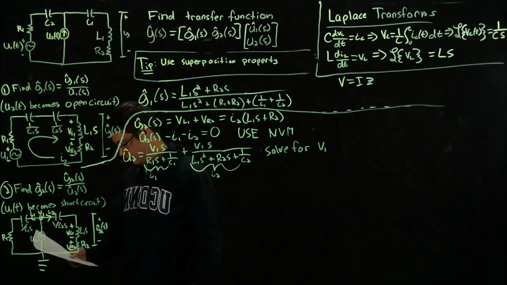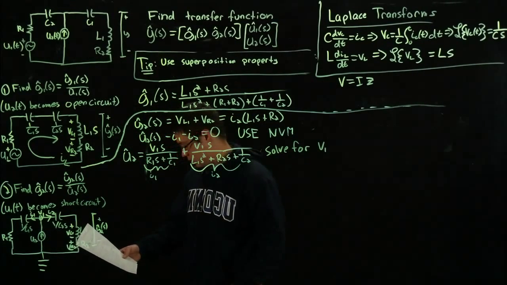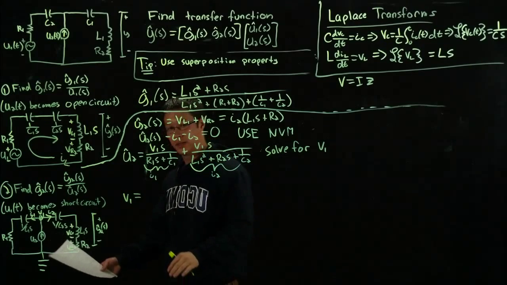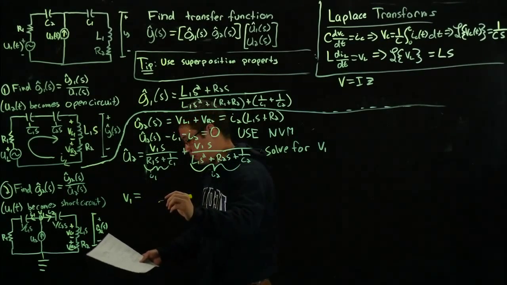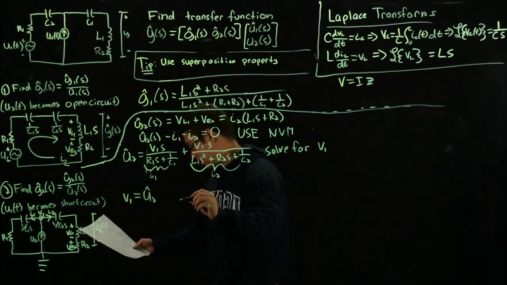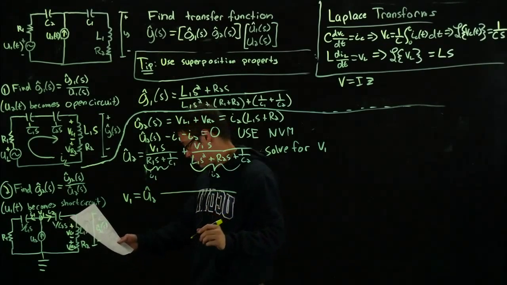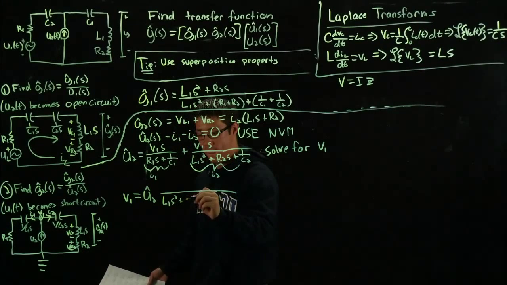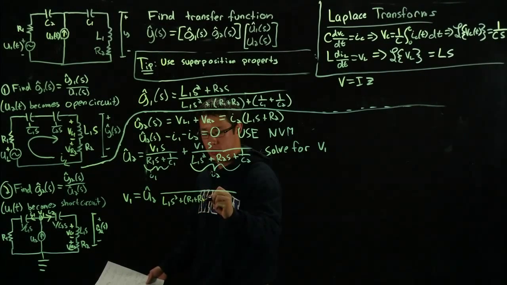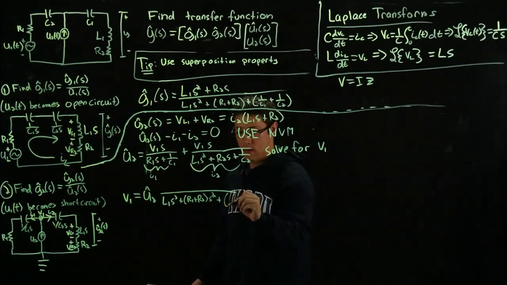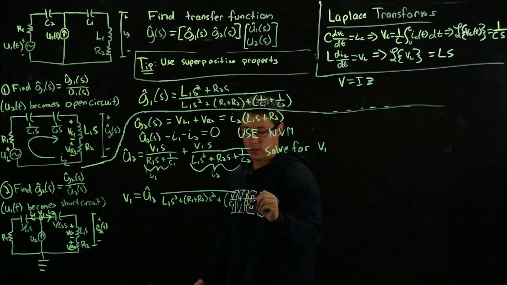Right, so V1, again, for time reasons, I'll be skipping some algebraic steps, but solving this out, we get V1 is equal to U2 times, in the denominator, L1S cubed, apologies, plus R1 plus R2 S squared plus 1 over C1 plus 1 over C2 S.